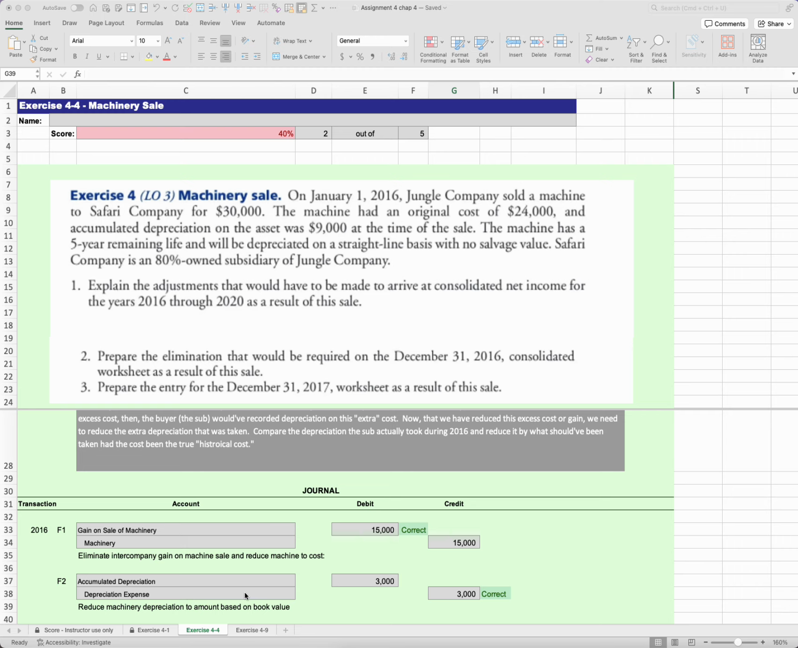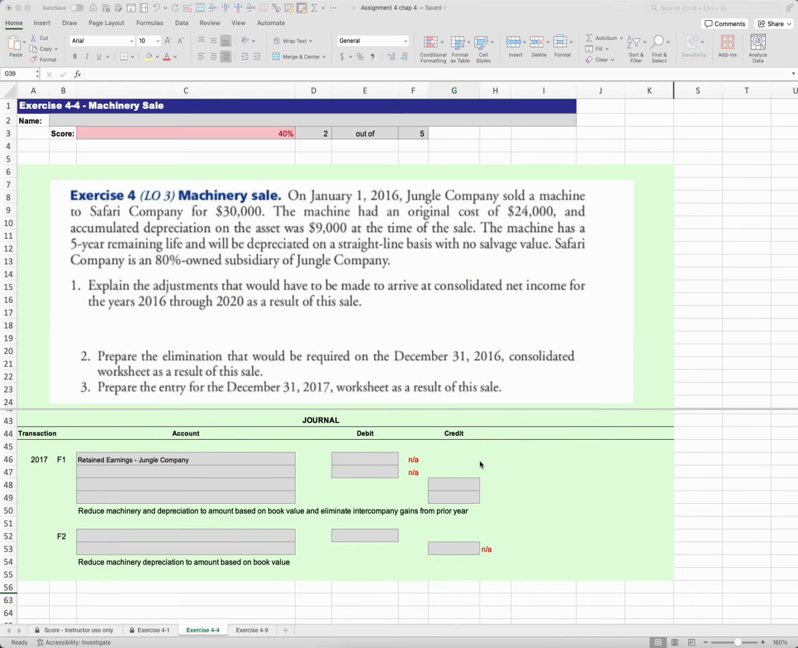So this for the year 2016, ensures that we have the correct value to the consolidated group on the asset, on the depreciable asset, and the correct depreciation expense on the same depreciable asset. Let's move on to 2017.